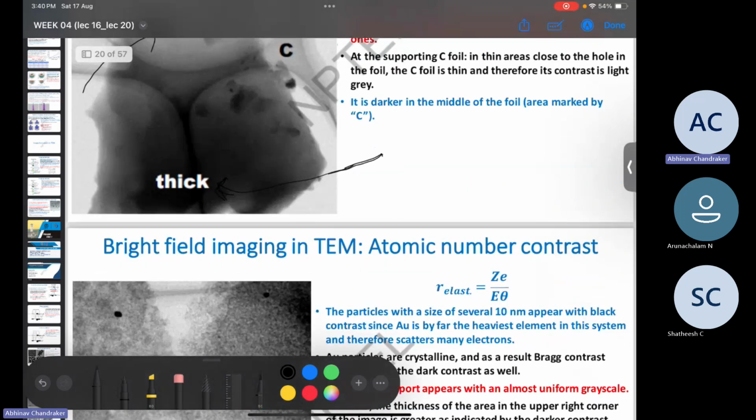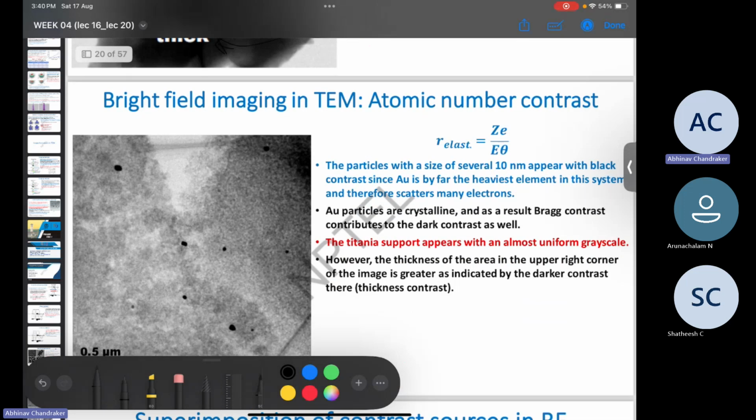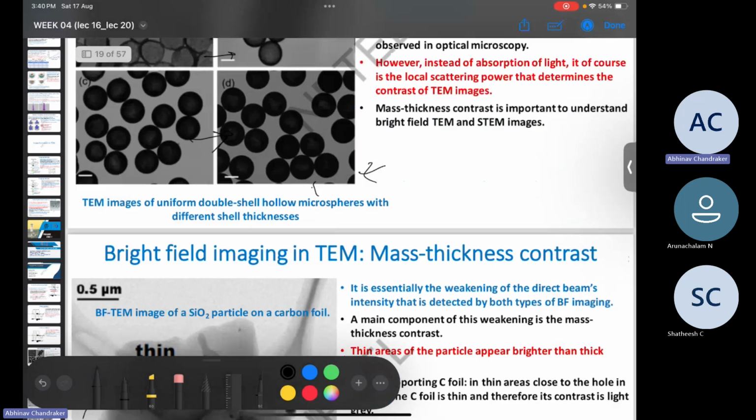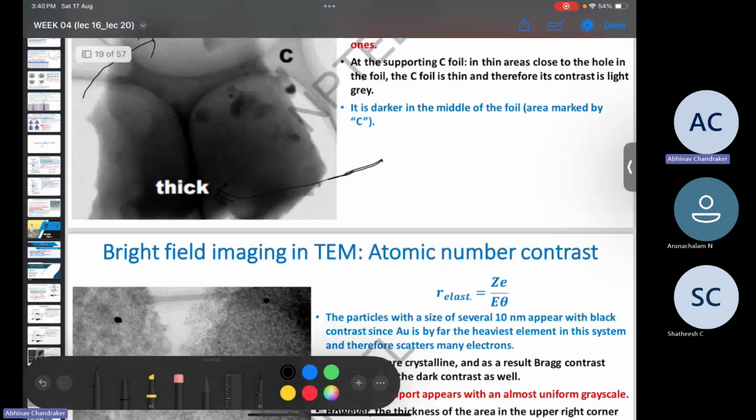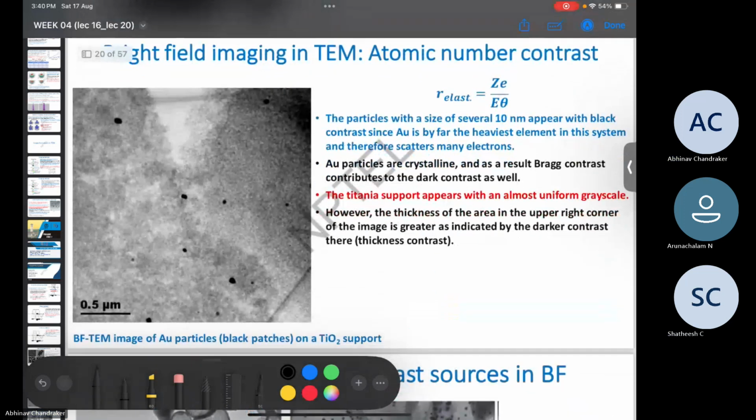So we talked about mass thickness contrast. Both mass and thickness generate a similar kind of contrast, so they have been clubbed together here, and we can use this equation to get a value of the contrast due to mass and thickness. Similarly, as I touched upon earlier, atomic number also has an effect on the scattering of electrons.